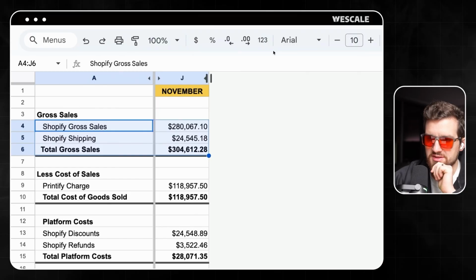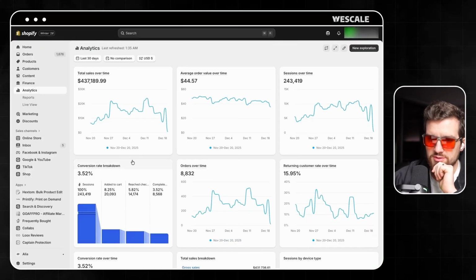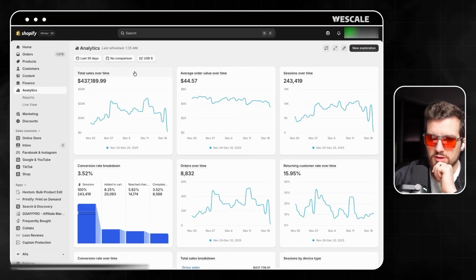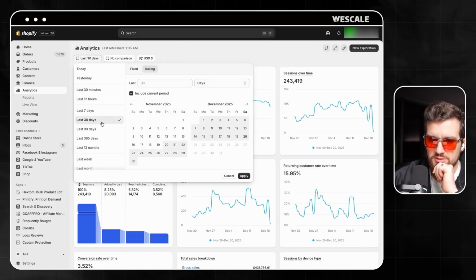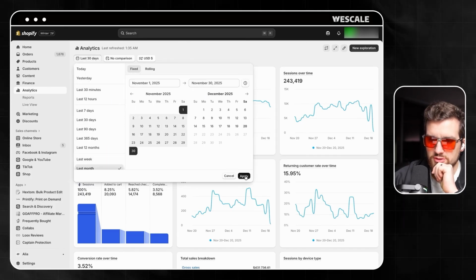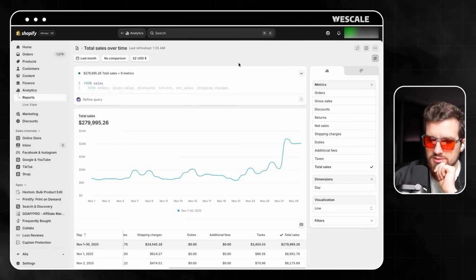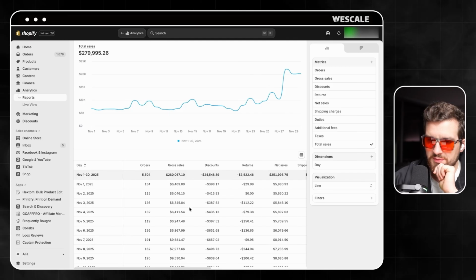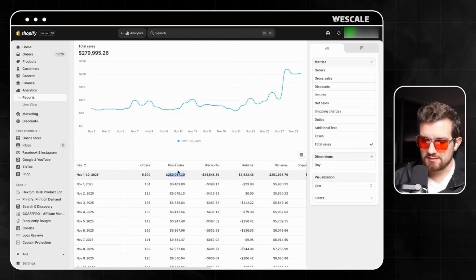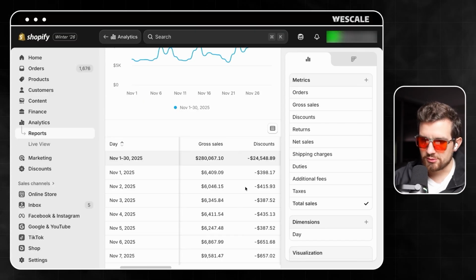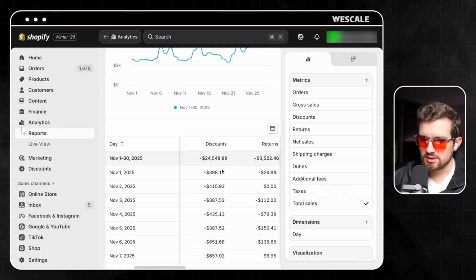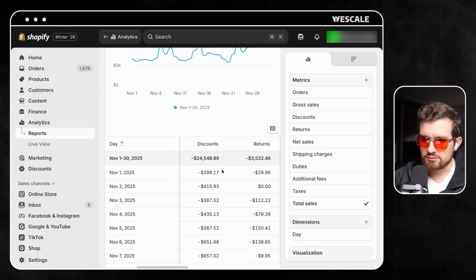So how do we get these numbers right here? We go into our dashboard and we go to analytics. We switch to the date range and then we click that. We say total sales over time. So we had $280,000. Let me zoom in. $280,000 in gross sales. So that goes right there.